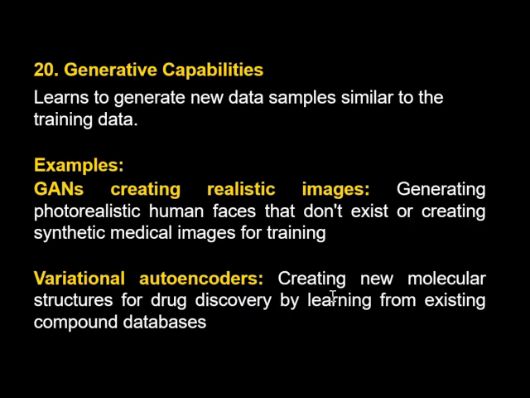Generative adversarial networks: creating realistic images, generating photorealistic human faces that do not exist, or creating synthetic medical images for training. Variational autoencoders: creating new molecular structures for drug discovery by learning from existing compound databases. Some unsupervised models can generate realistic data samples.